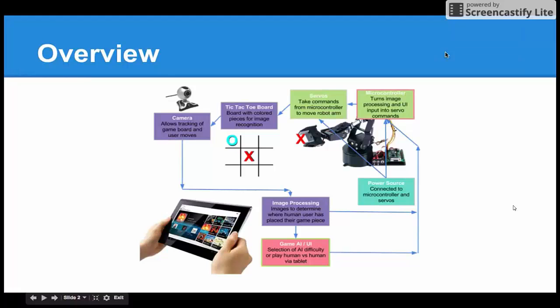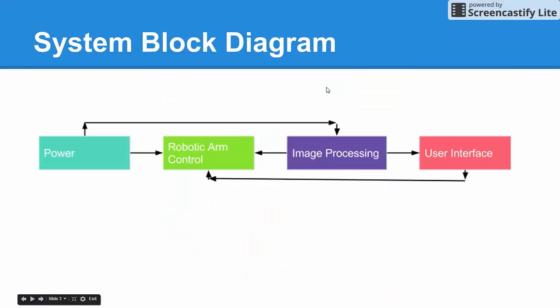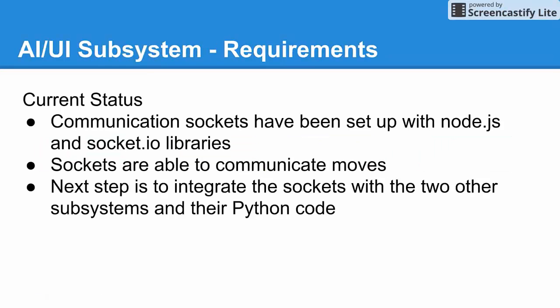All of the code will be placed on one Raspberry Pi. Here you may see the system block diagram which shows the subsystem interactions. Once a new piece placed by the human player has been detected by the image processor, it sends the location of the piece to the user interface and artificial intelligence system through the use of WebSockets implemented with Node.js and Socket.io JavaScript libraries.